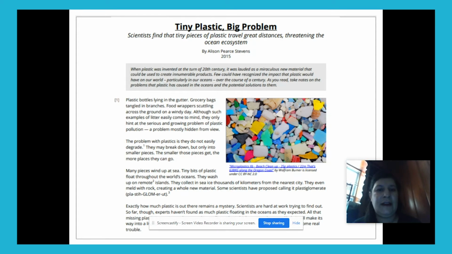Plastic bottles lying in the gutter, grocery bags tangled in branches. Food wrappers scuttling across the ground on a windy day. Although such examples of litter easily come to mind, they only hint at a serious and growing problem of plastic pollution, a problem mostly hidden from view.